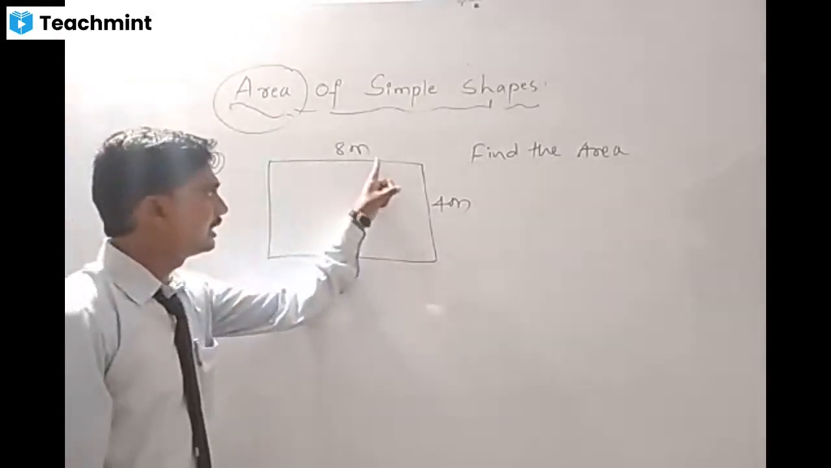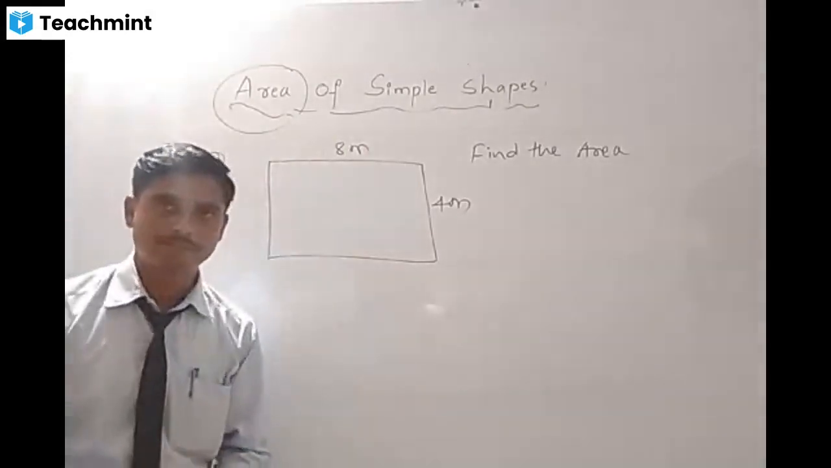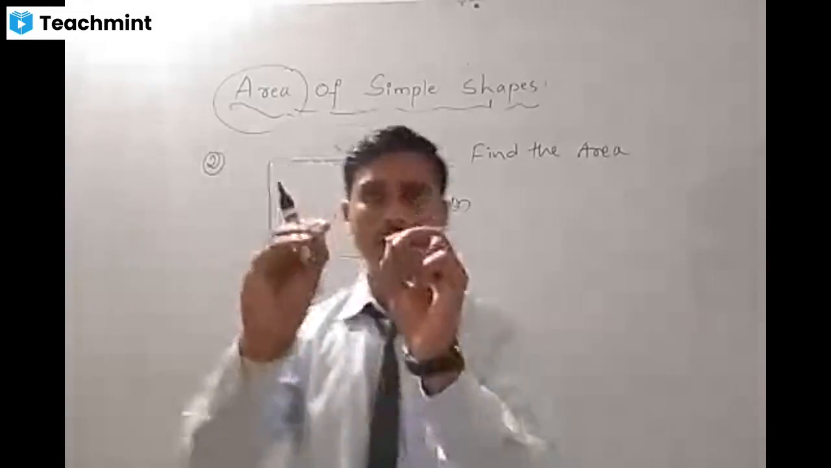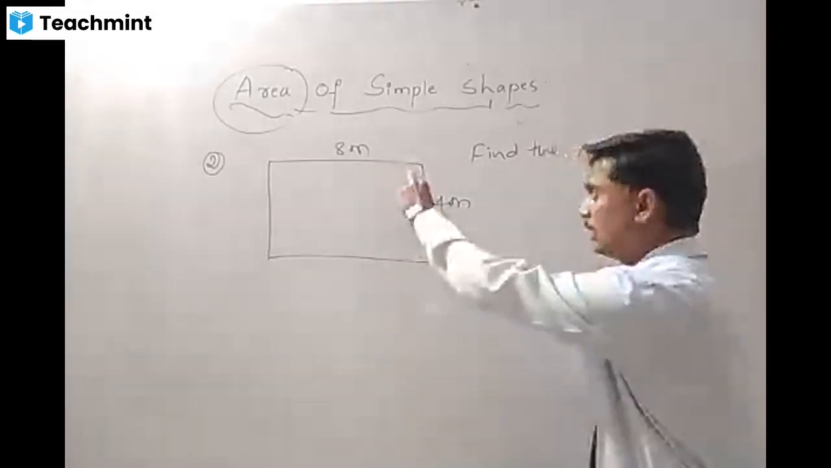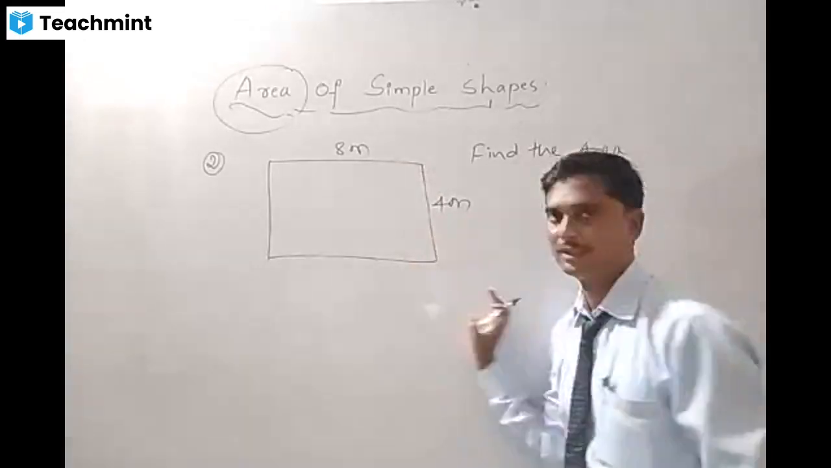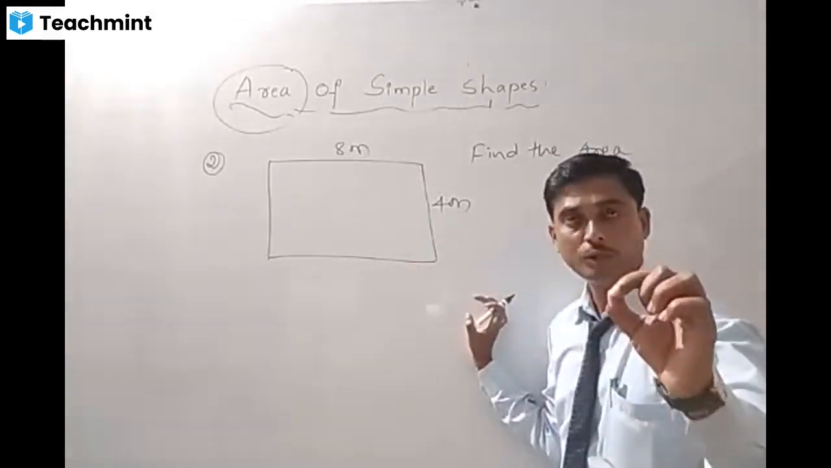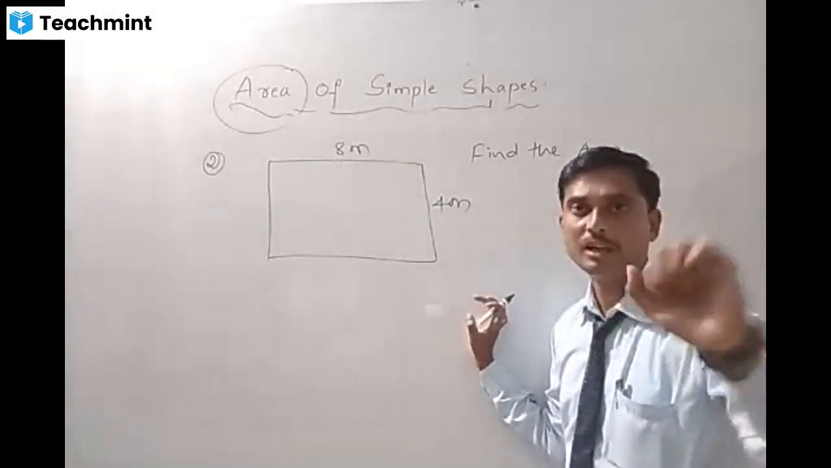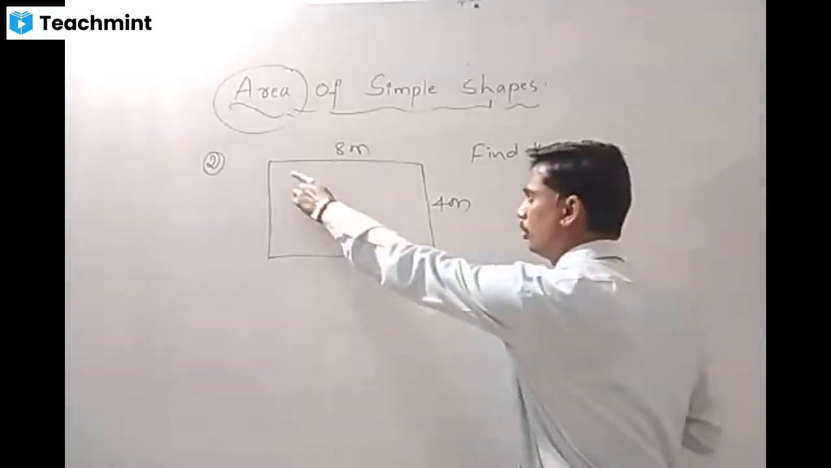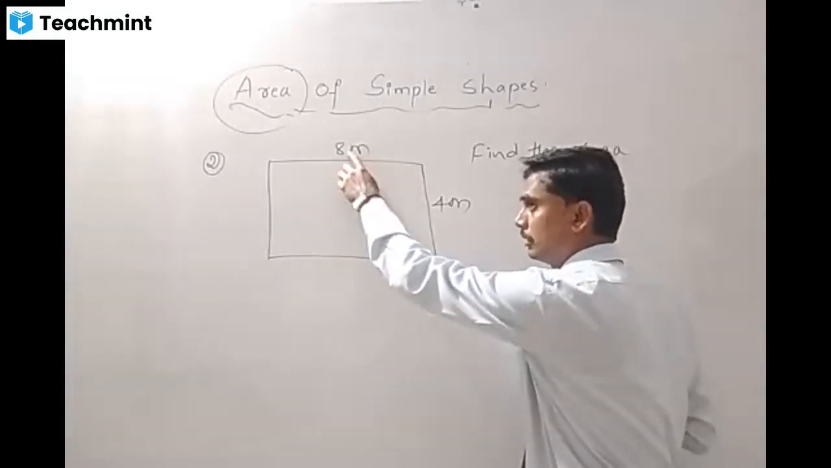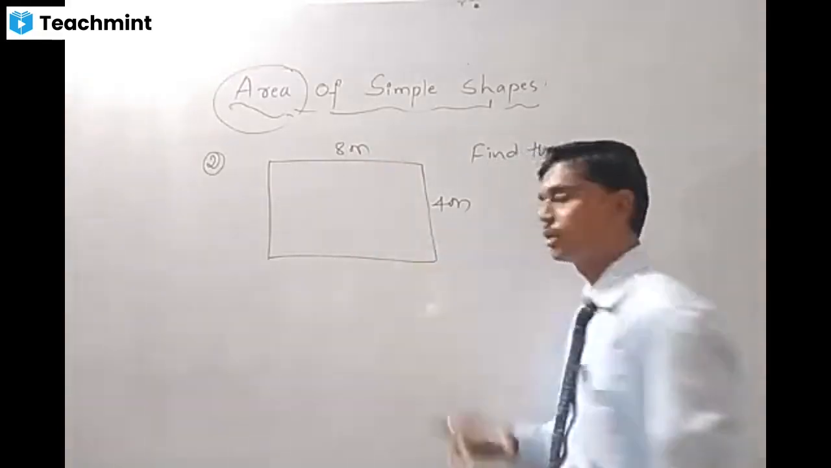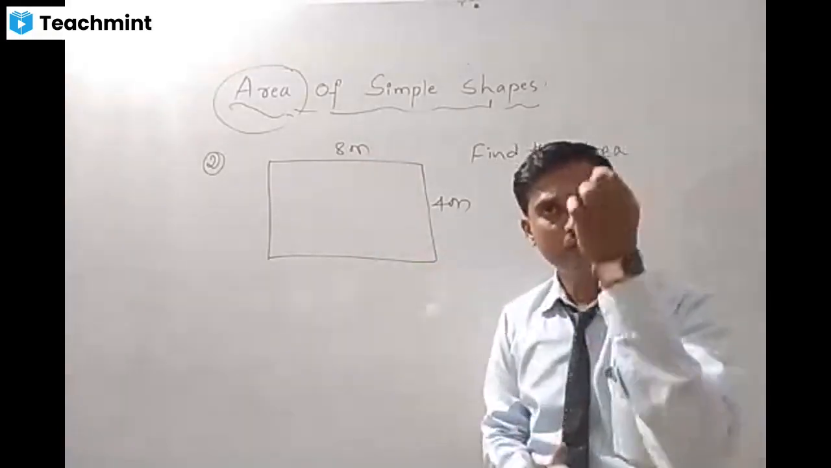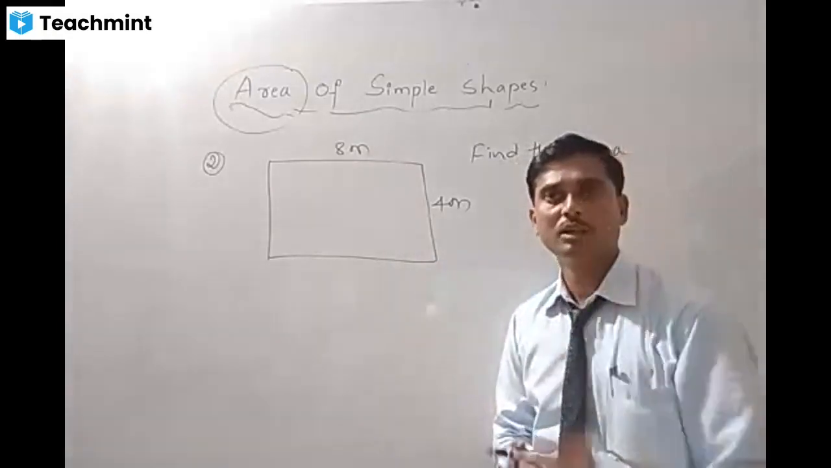Total length is how much? 8 meters is that. Okay. Is it clear? Total length 8 meters, and total breadth 4 meters. Okay, what I am going to tell you, you should listen and understand. Total length 8 meters. Then you have to divide into 1 meter columns.